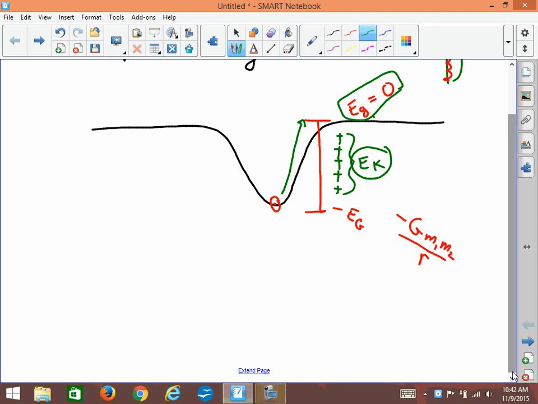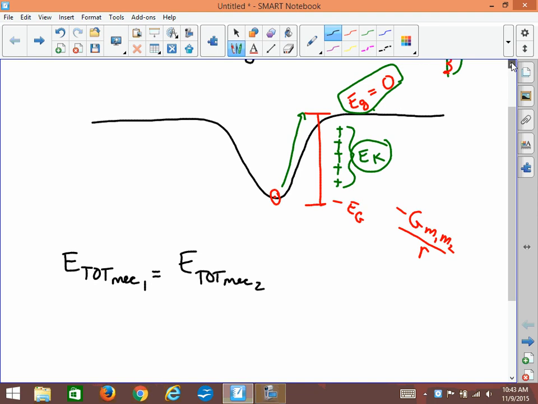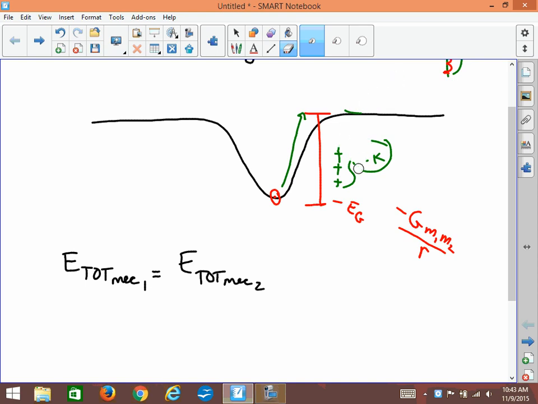Okay, so let's write our expressions. Once again, we always start with our good old conservation of energy. The total mechanical energy at any position 1 must be equal to the total mechanical energy at any other position 2. All right? Now, if I go back to my picture, maybe I'll erase some of these things that I've drawn in here, because it looks a little bit crazy. Let's take this out as well.